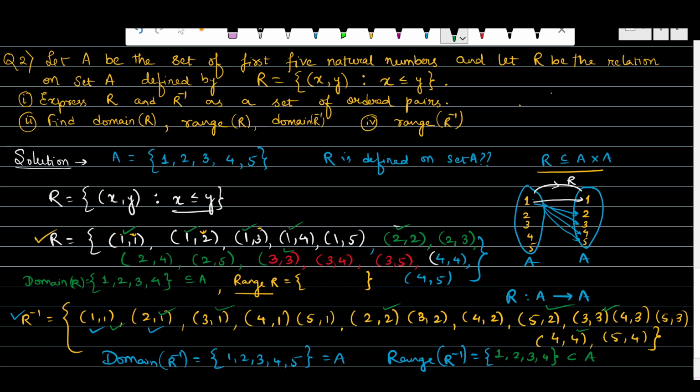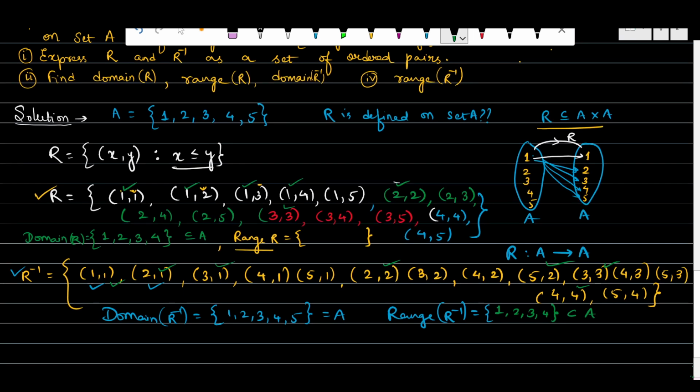Now you can recall that to find the range of R, we know what? The range of R is the domain of R inverse. So the domain of R inverse is set A here. Therefore, the range of R is set A. Means you can check from here also: 1, 2, 3, 4, 5. Range is 1, 2, 3, 4, 5. Right?